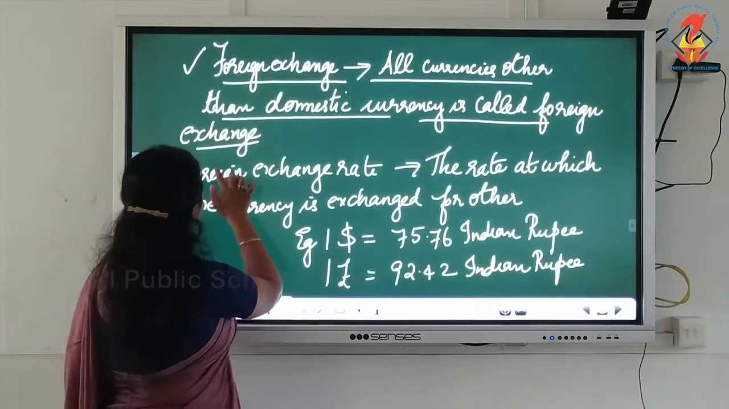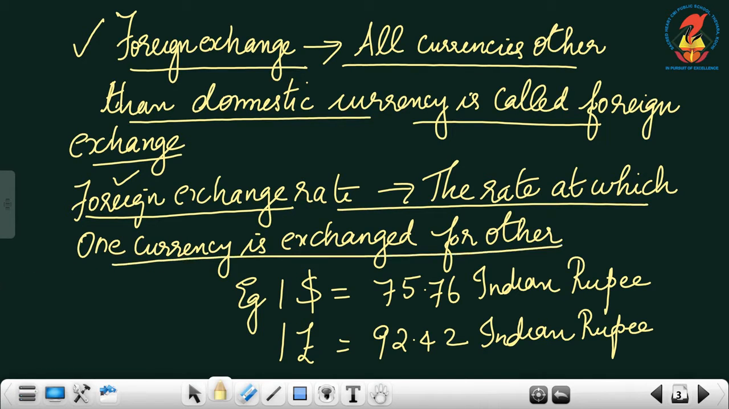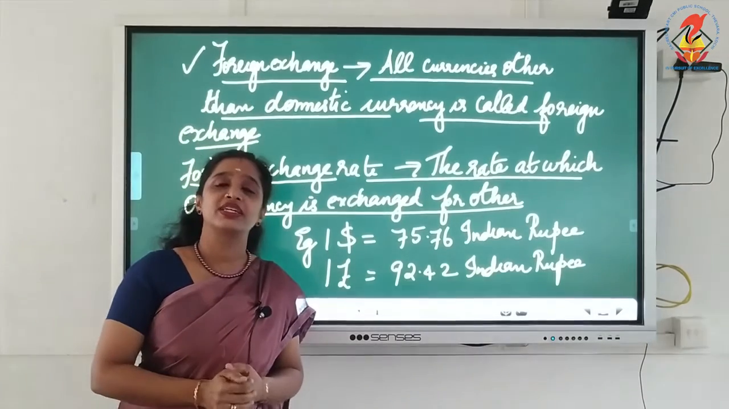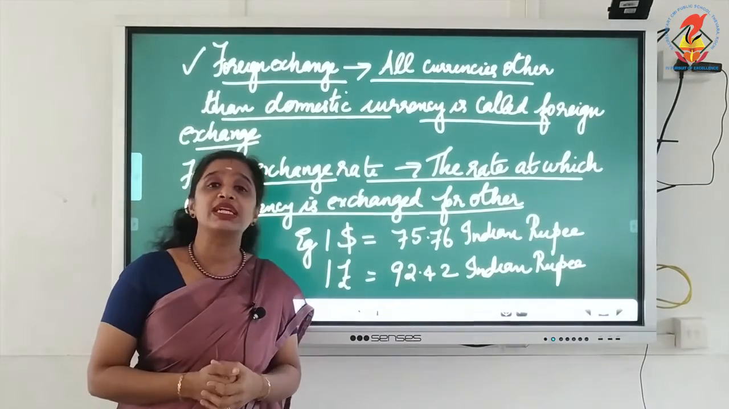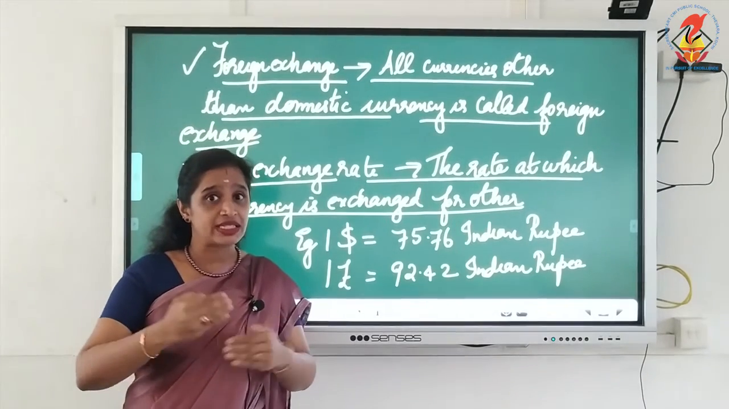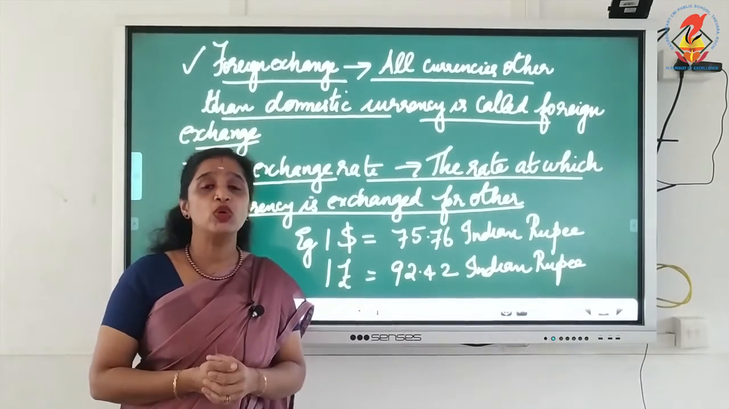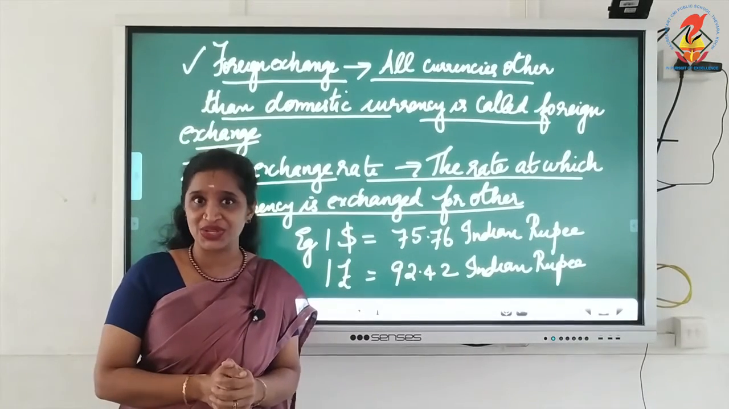Now, next term that we have to be clear is foreign exchange rate. What is a foreign exchange rate? The definition is the rate at which one currency is exchanged for the other is known as foreign exchange rate. The rate at which one currency is exchanged for the other. Now you all know that in times of economic transaction where there is export and import, this kind of exchange takes place between the goods and services. For that, we need the exchange of currency also, isn't it?